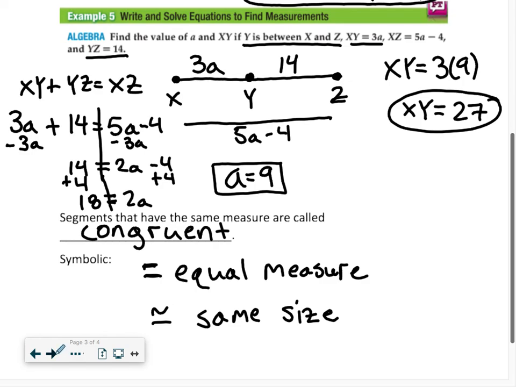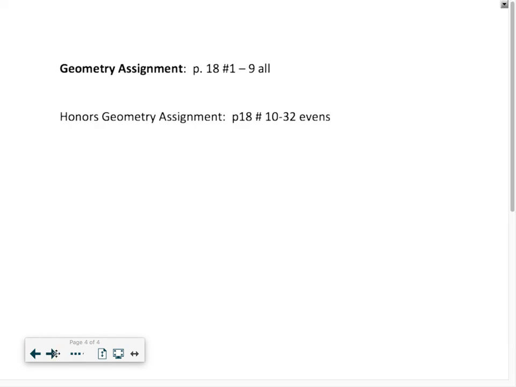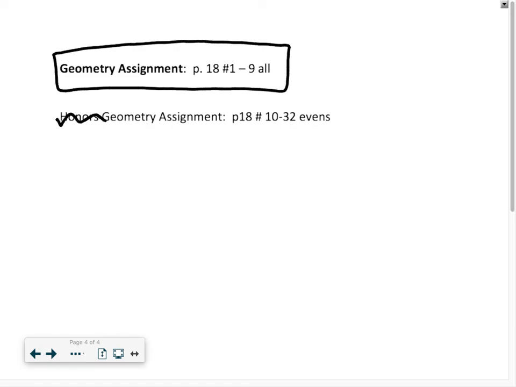Okay, your assignment. Of course, we're working on the geometry assignment here, 1 through 9 on page 18. We're going to do all of those, and we'll do those in class tomorrow.